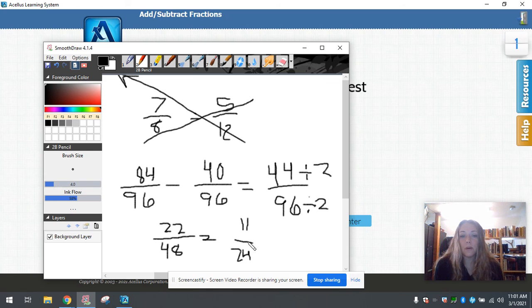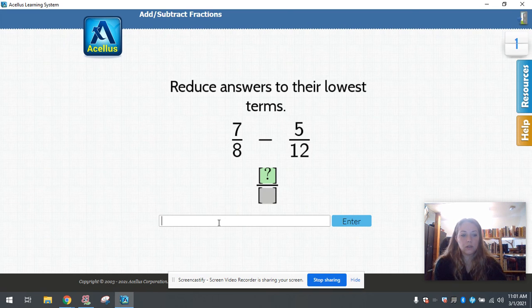Now I have a prime number on the top. 11 is a prime number, so the only thing I can divide it by is 11 and 1. So I have to see, can 24 be divided by 11? The answer is no. You'll get a decimal. So this is reduced. We get 11/24.